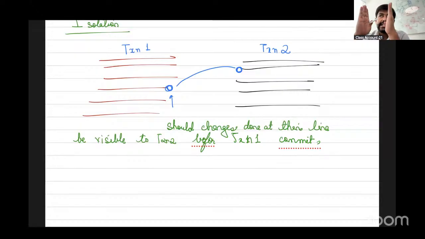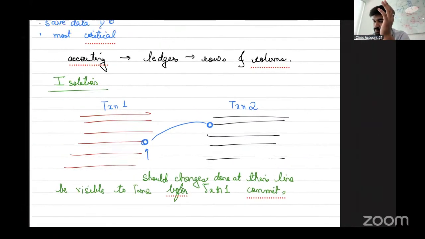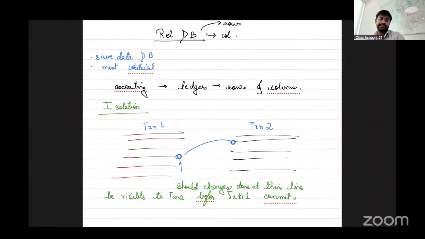So when two transactions are running, how much should they be able to interact with each other? Whatever changes this transaction is making, before it gets committed, should transaction 2 start reading it? That is where things become interesting. So we would be talking about isolation levels today. Okay, so am I clear with these things?